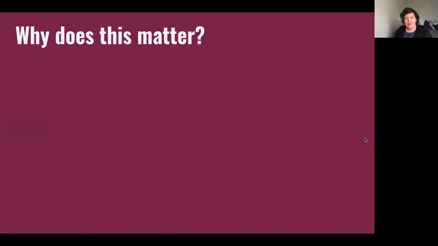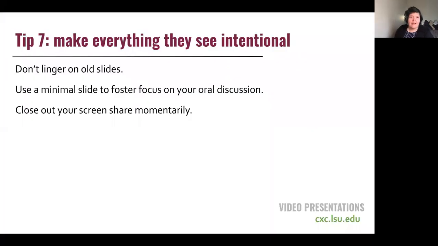So our next point. Do not linger on old slides. Make sure that what you are having them see in front of them is what you need them to be seeing. This can be a minimal slide to foster focus on your oral discussion, or it can be something where you just close out the screen share entirely and let them focus on you.